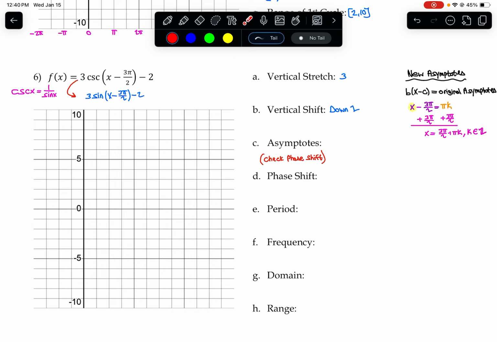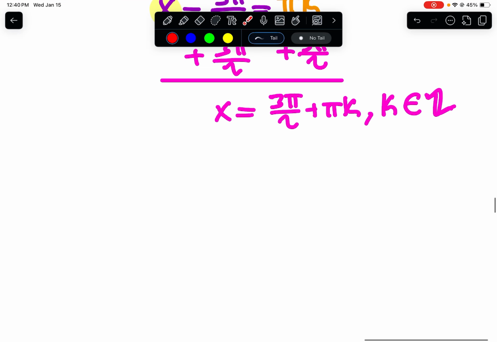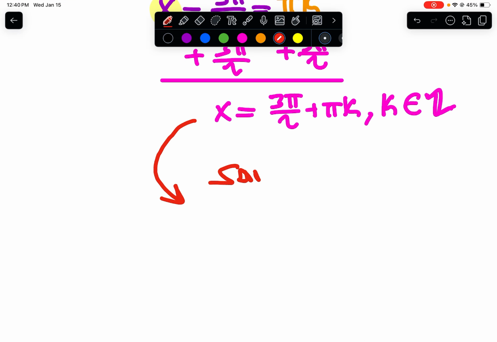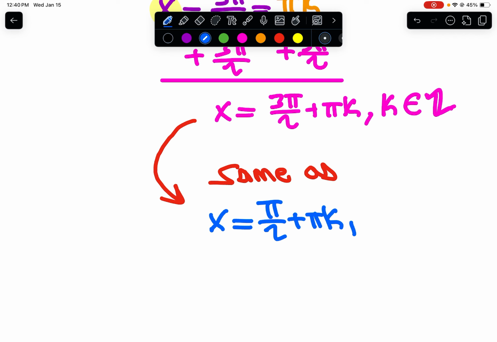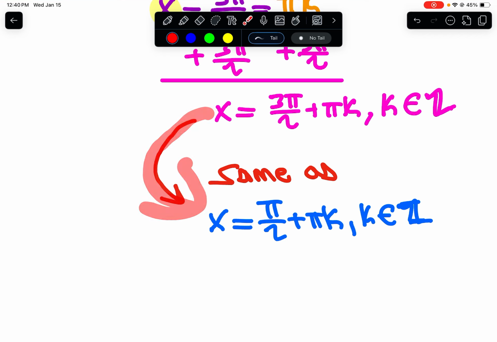And then if I go the other way, that's pi over 2, negative pi over 2, and so on. What I want you to realize is this is actually the same as just doing your pi over 2's. So it's the same as just doing pi over 2 plus pi k, where k is an element of the integers. So for sure, I would recommend that you start trying to recognize these patterns when it's the same as something that we've already done.